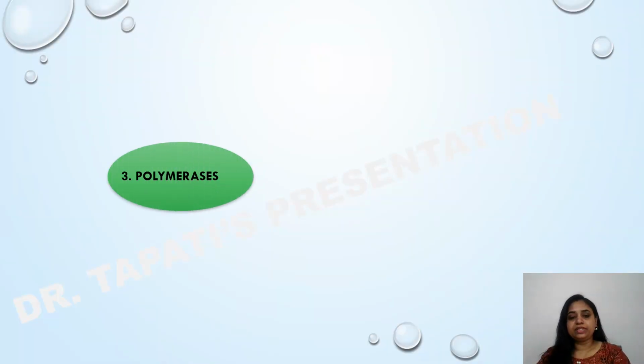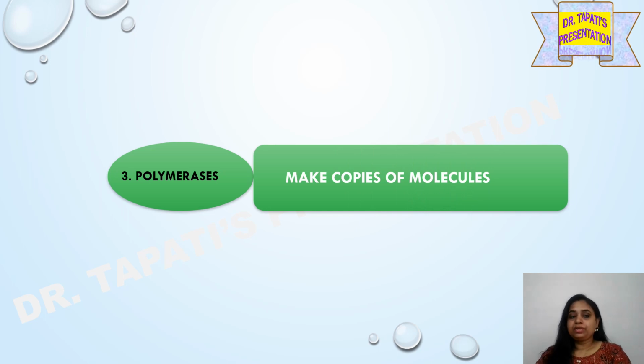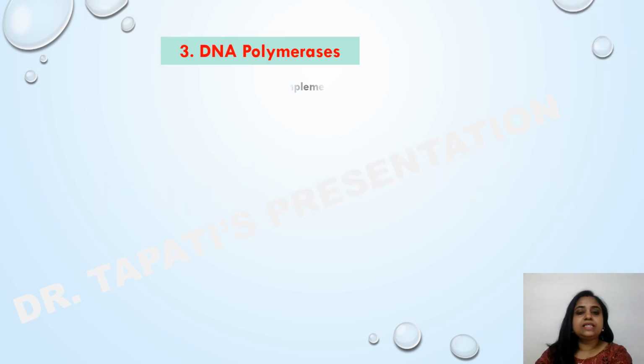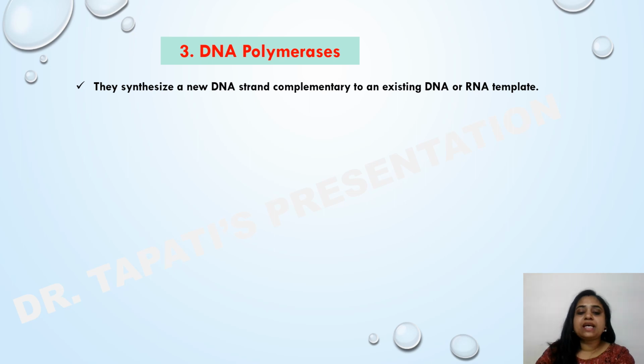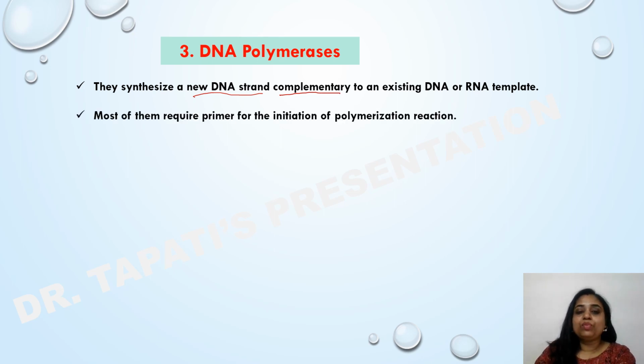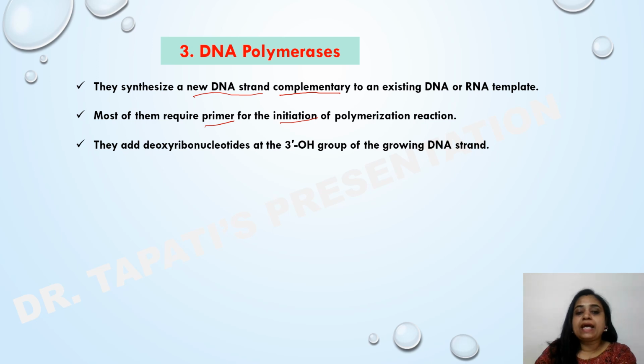Third type of DNA manipulating enzyme is polymerases. They make copies of DNA molecules. DNA polymerases synthesize a new DNA strand which is complementary to an existing DNA or RNA template. Most of them require a primer for the initiation of the polymerization reaction. They add deoxyribonucleotides at the 3' OH group of the growing DNA strand.